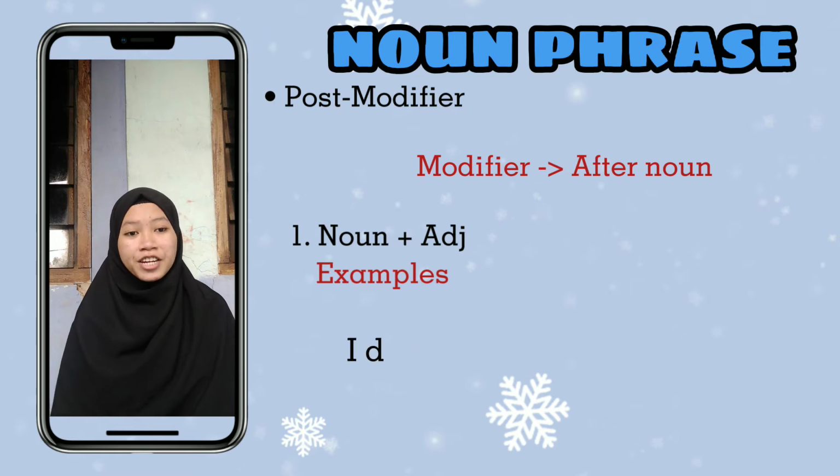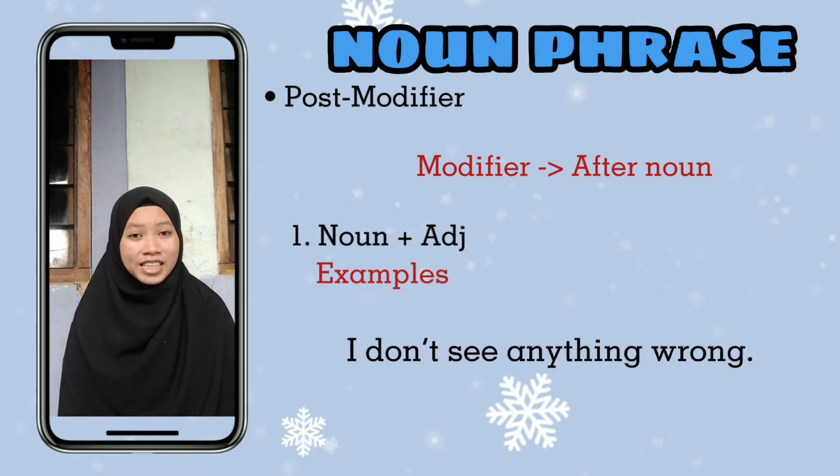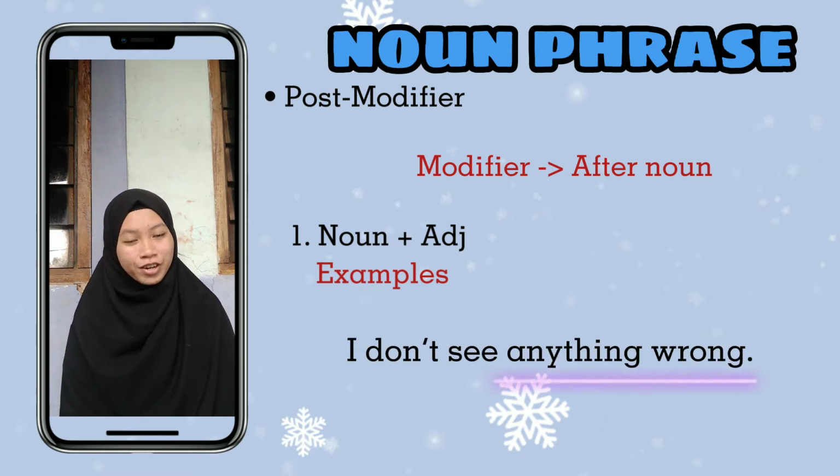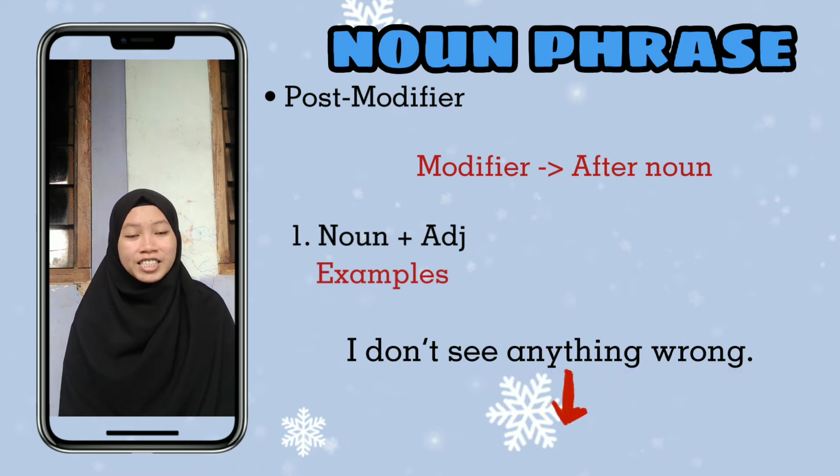And then, I don't see anything wrong. In this sentence, the noun phrase is anything wrong. Anything is noun and wrong is adjective. So anything wrong is noun phrase.